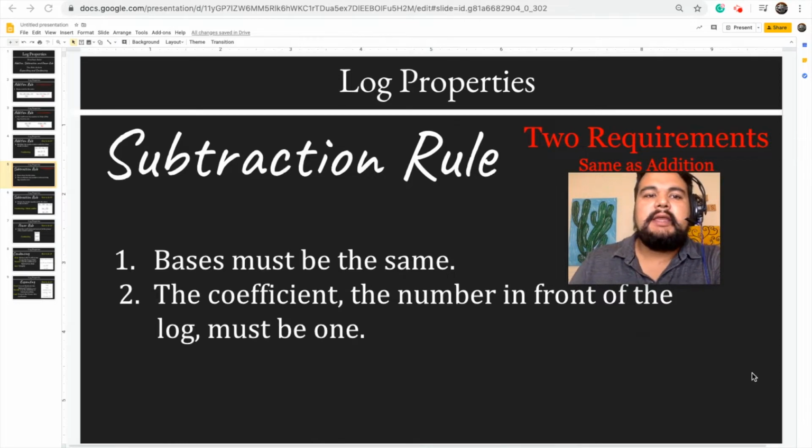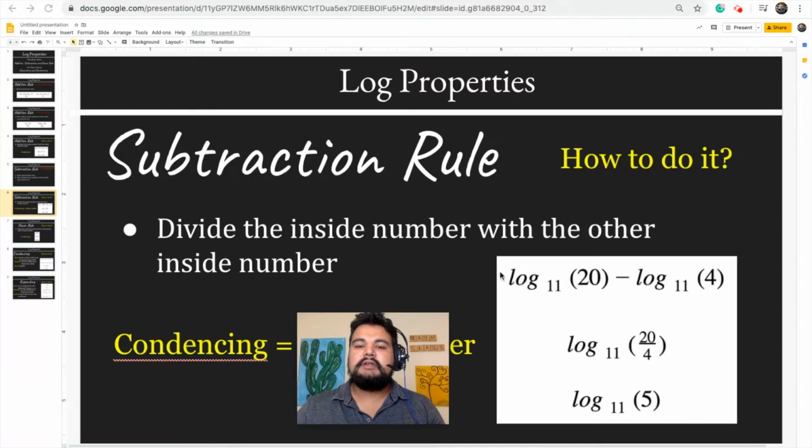Now let's talk about the subtraction rule. It has the same requirements as addition. The bases must be the same, and the coefficient must be 1 in front of it. So in this case, this is my positive log, so 20 goes in the top of the fraction. And this is a minus log, so 4 goes in the bottom of the fraction. So when you condense it, it becomes 1 log, 20 in the top and 4 in the bottom, because it's minus log. Now we're actually going to simplify that, so 20 divided by 4 is 5.